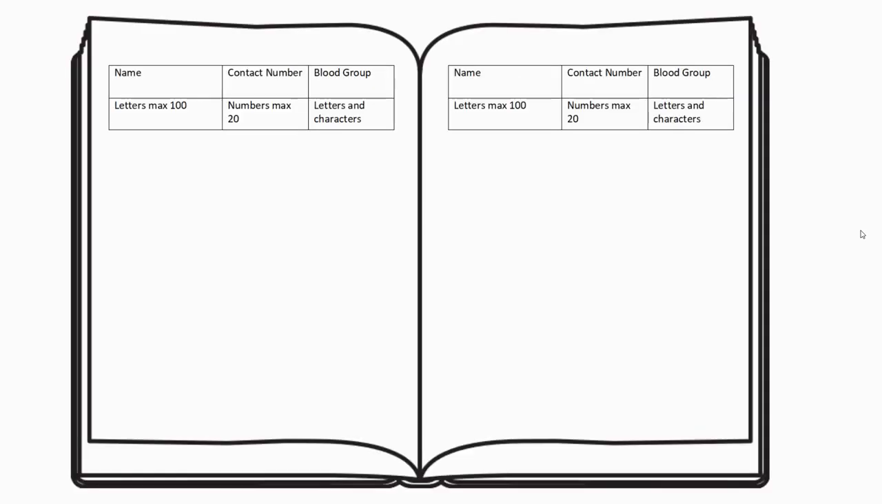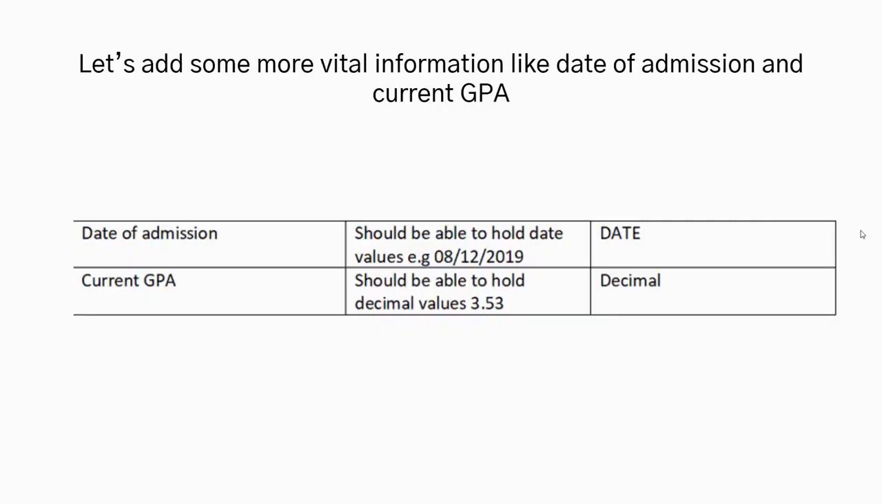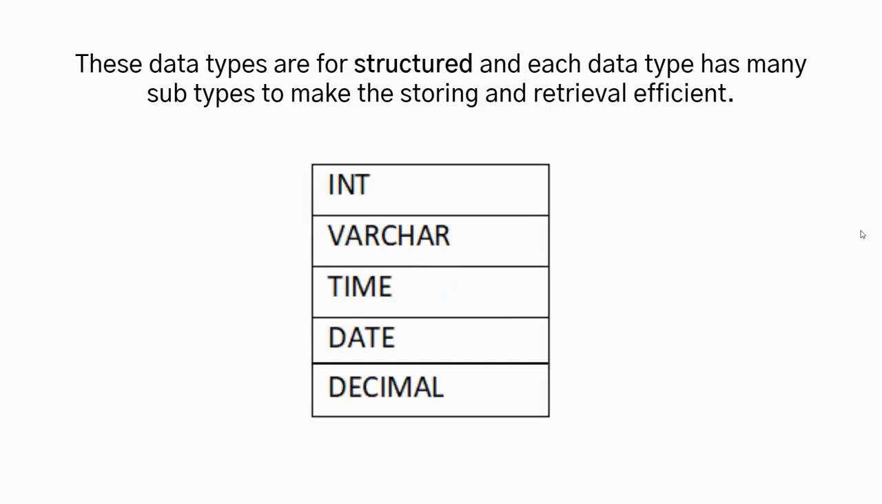Okay, now let's say that you want to expand this information. Now you want to add also the date of admission and the current GPA. Date of admission obviously is a date, and current GPA is again a decimal number. A 63.53 is a decimal number. Okay, so how do we map this with the data type from the database? For date of admission, it's going to be date, and for current GPA, it's going to be a decimal.